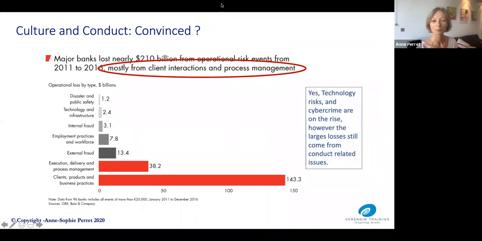A little bit more, just if you're not convinced. This is from 2011 to 2016, a bit dated, but believe me, cybercrime is not in there. And you can see here, execution, delivery, and process management. We talked about being part of the definition of processes. That's one of the aspects. Client, product, and business practices, again.